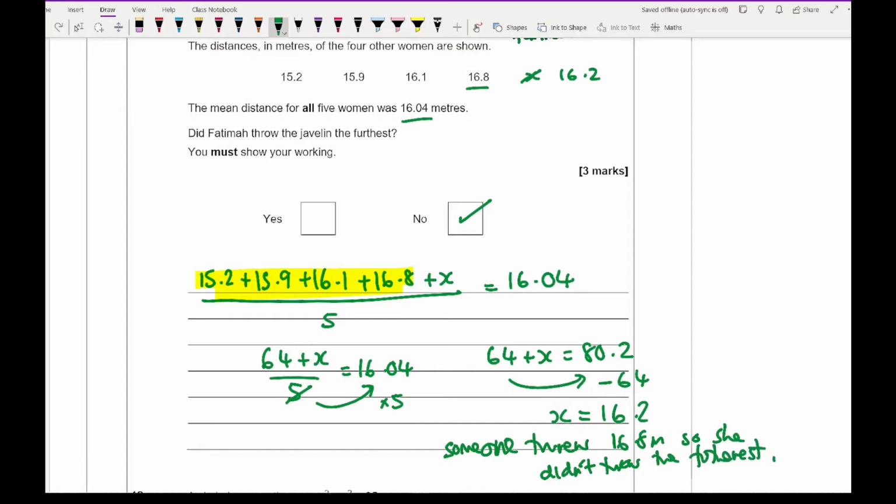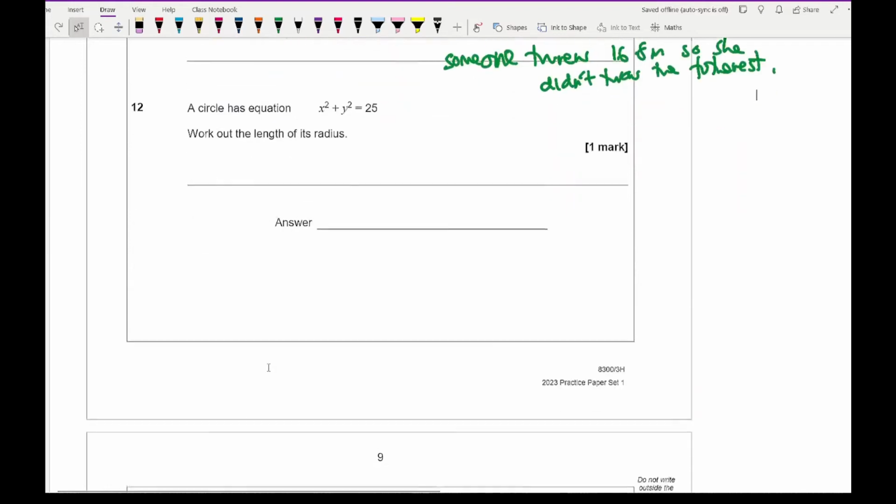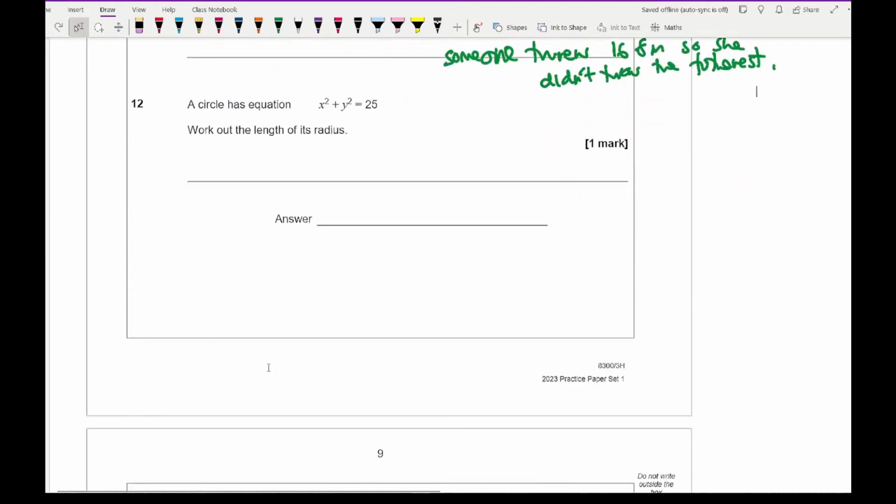Something along those lines would be absolutely fine. Then moving on to question 12, it says the circle has the equation x squared plus y squared equals 25. Work out the length of its radius.